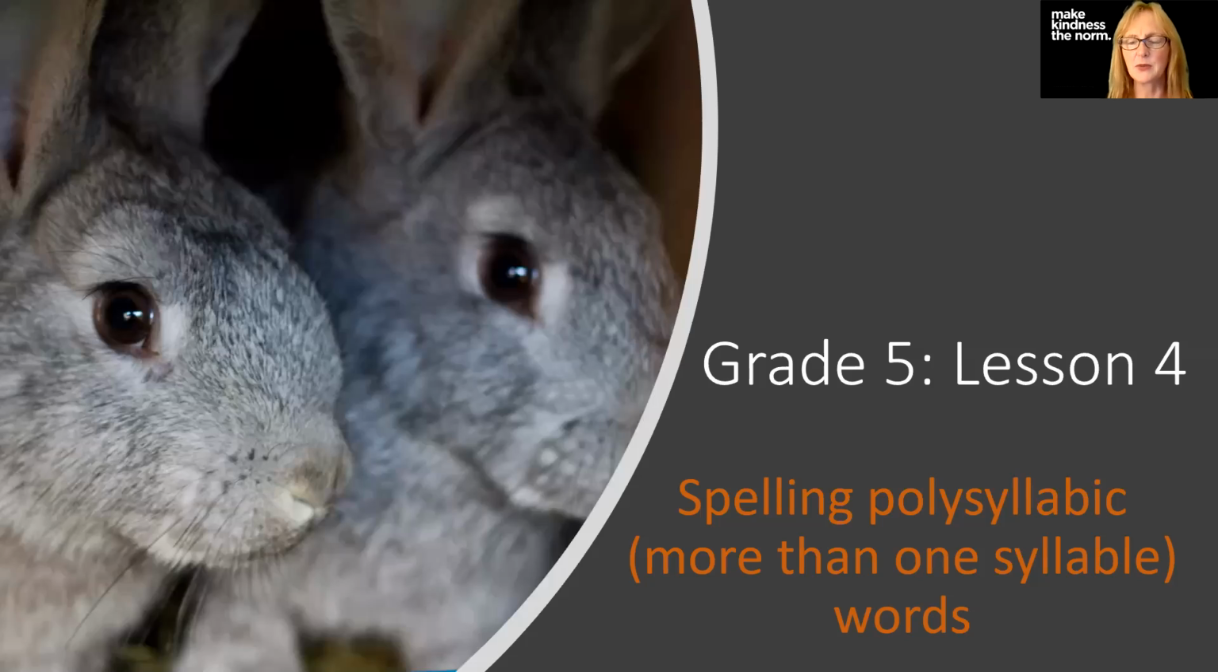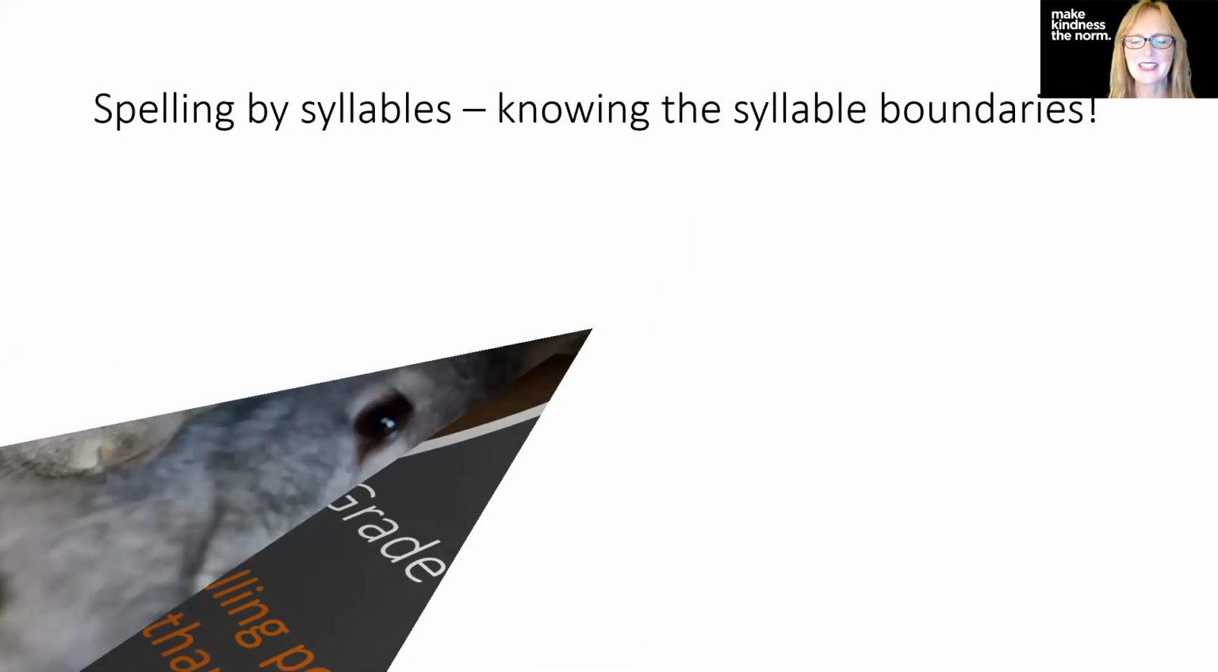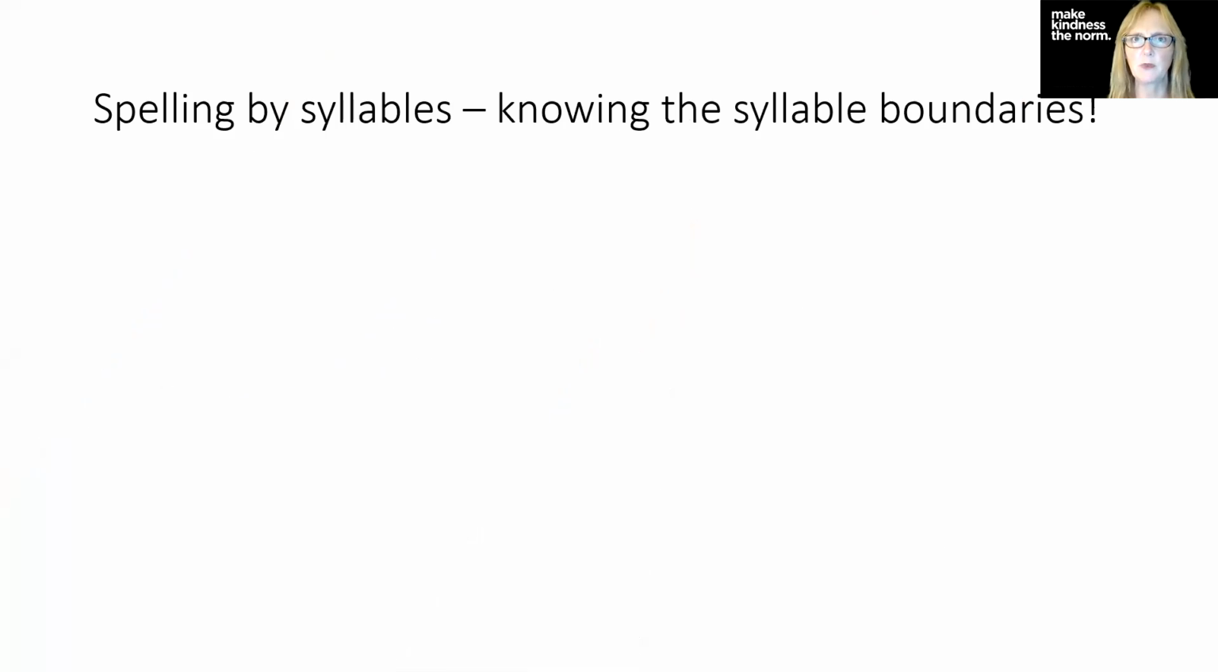All right, so more than one syllable, polysyllabic, makes me think of rabbits. There's always more than one rabbit. All right, spelling by syllables. So what we want to do when we think about polysyllabic words is we really want to think about the syllables and their boundaries. So where does the syllable start? Where does it end? And that way we can be much more successful in spelling words that have more than one syllable because we can spell in syllables. Let me show you what I mean.